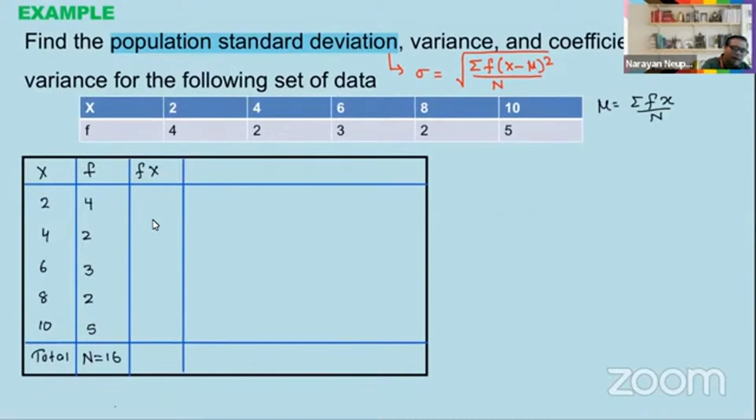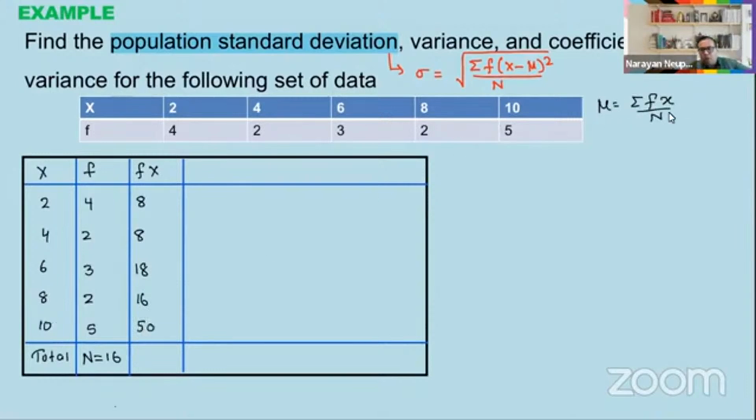And let's see what those values are. So for the first one, we have 2 times 4, that's 8. Next, we have 4 times 2, that's also 8. Then we have 6 times 3, 18. Next, we have 8 times 2, that's 16. And then finally, here we have 10 times 5, that's 50.